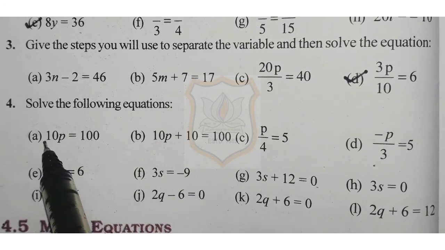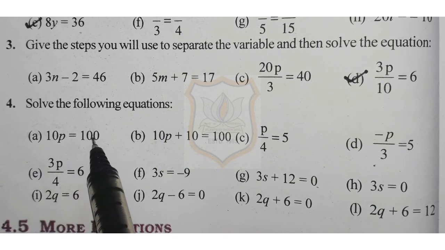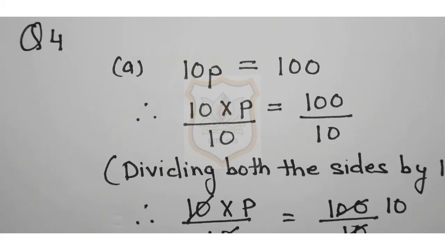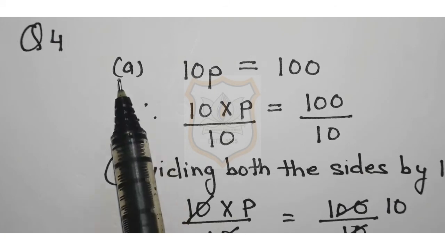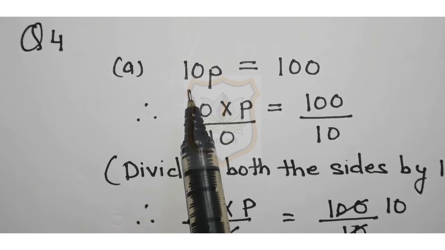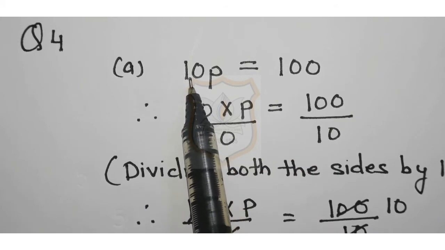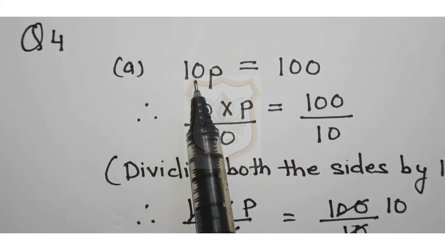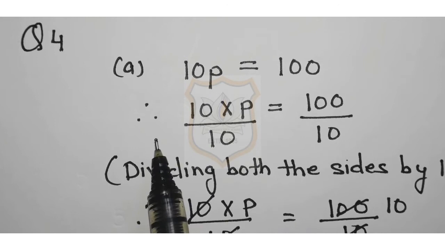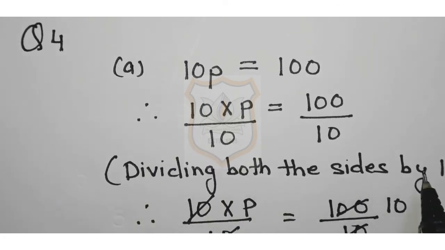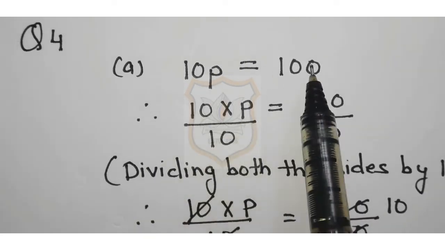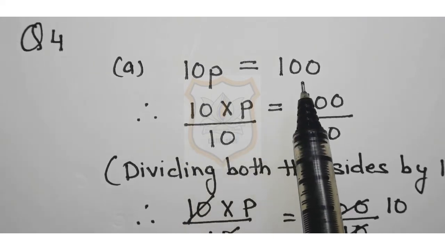A part is 10p is equal to 100. Students, this is the solution of A part of question number 4, that is 10p is equal to 100. Now, we have to separate this 10 from p. To separate this 10 from p, what we have to do? We have to divide both sides of the equation by 10 to maintain the equality.